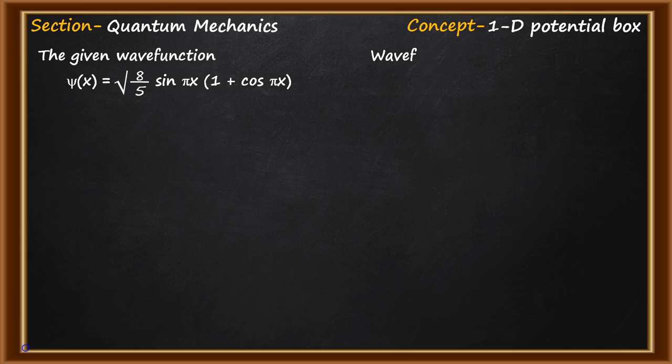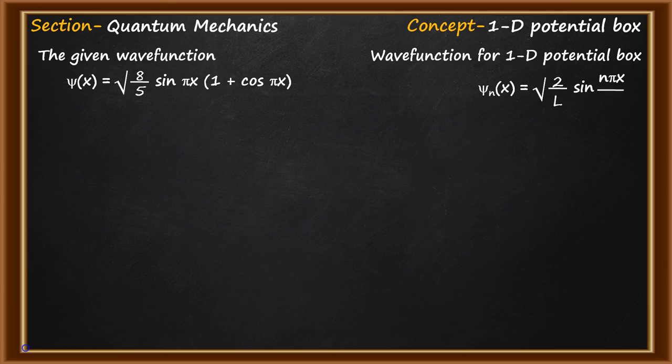Now the general wave function for one-dimensional potential box is psi n x is equal to square root of 2 by L sin n pi x by L. So here L is the width of the box. Now in the given question, it is mentioned that the box has unit length, that means L is equal to 1. So if you put L equal to 1 in the general wave function, it will become psi n x is equal to root 2 sin n pi x.